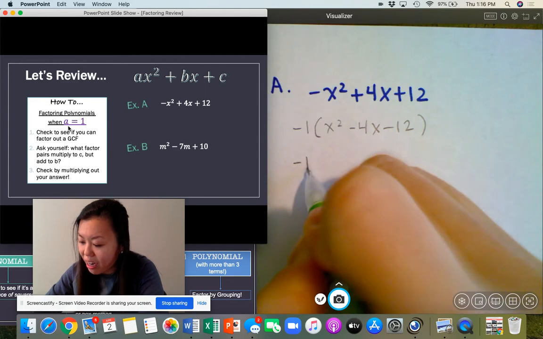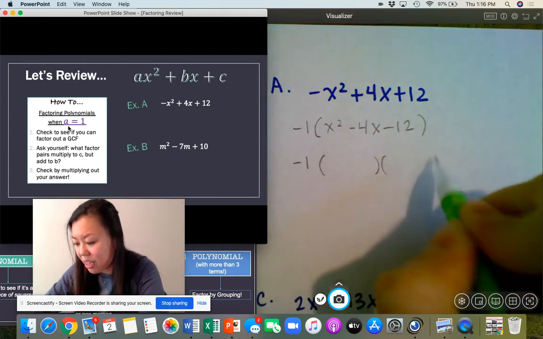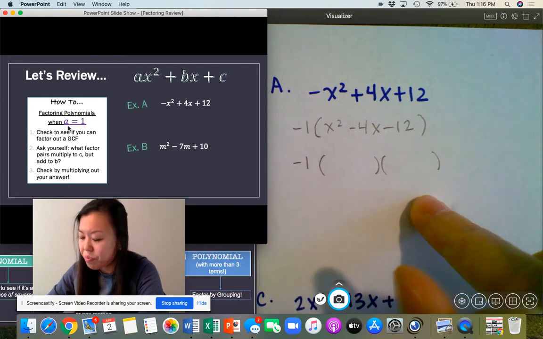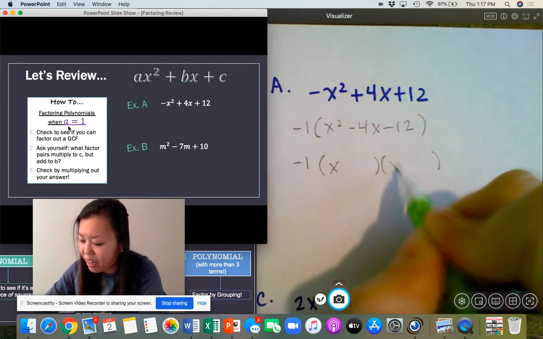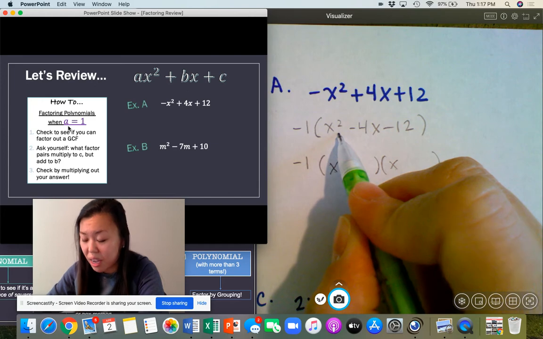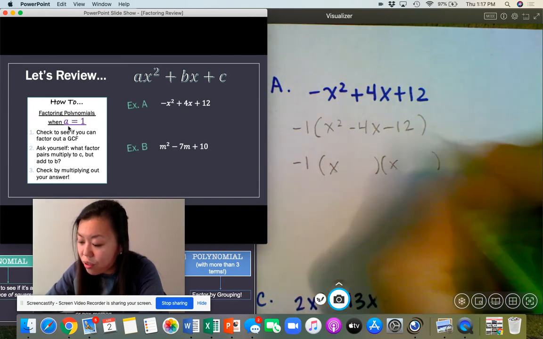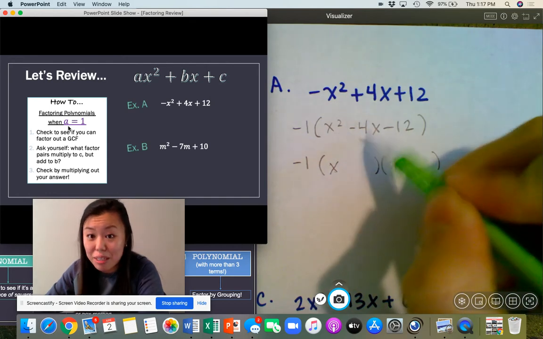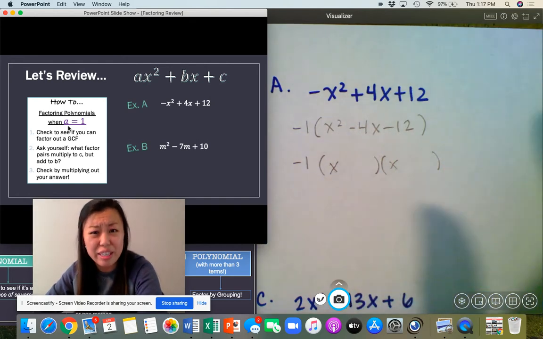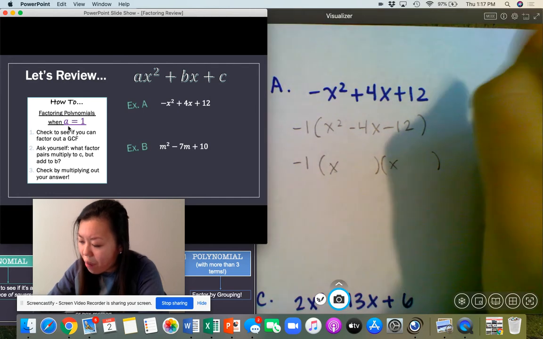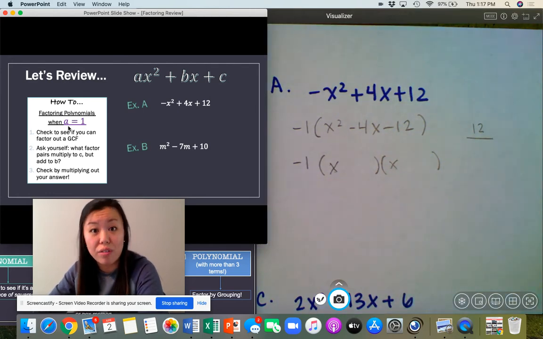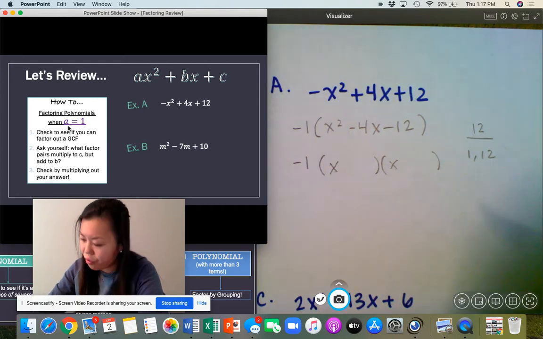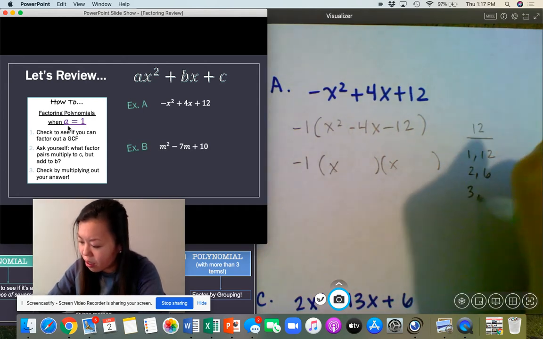I'm going to leave my -1 on the outside. I'm going to set up my parentheses. I'm going to try to factor this polynomial into the product of two binomials. My first terms must be x, because x times x gives me x squared. Now on the side here, I'm looking for two numbers that multiply to 12 that add up to 4. And notice I'm ignoring the signs for right now. So I'm going to list my factor pairs of 12. I ask myself, what numbers multiply to get me 12? 1 and 12, 2 and 6, 3 and 4.